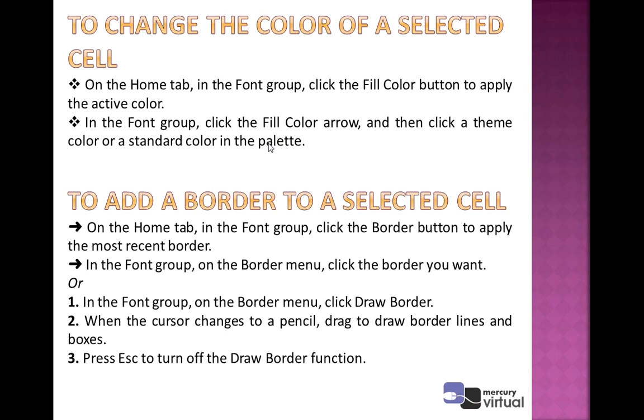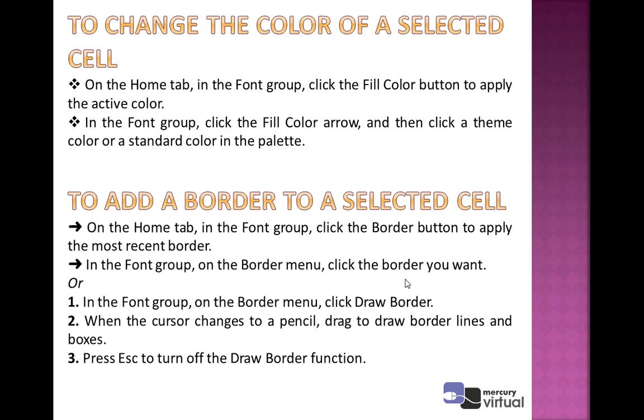Then the next one says how to add a border to a selected cell, means how to give a border to a cell that is currently available for formatting. First, go to the Home tab in the font group and click the border button. There is a border button that is available in the font group. You can click on the border button to apply the most recent border. In the font group, on the border menu, click the border you want.